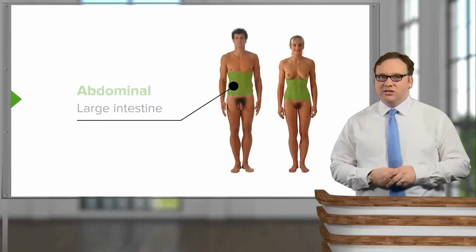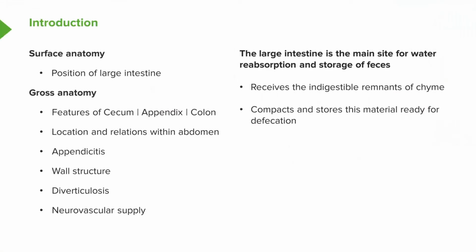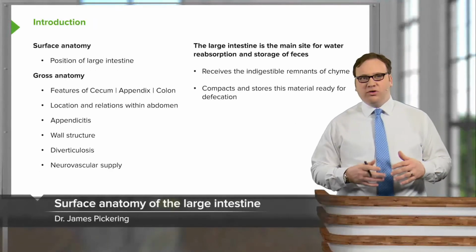In this lecture, we're going to look at the large intestine. So like the other lectures we've looked at so far, we'll start off by looking at the position of the large intestine within the abdomen and how that projects onto the surface of the skin. And then we'll go on to explore the gross anatomy.